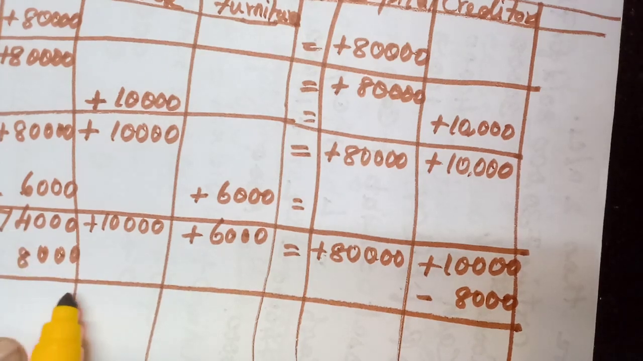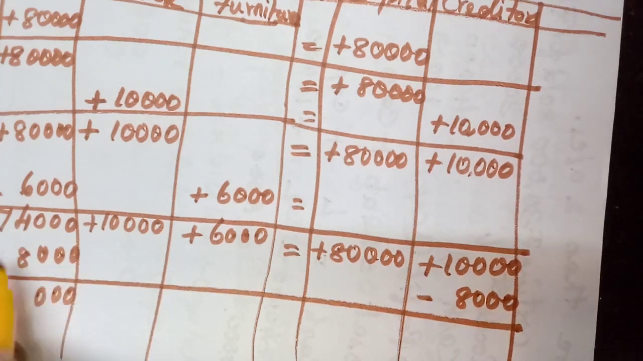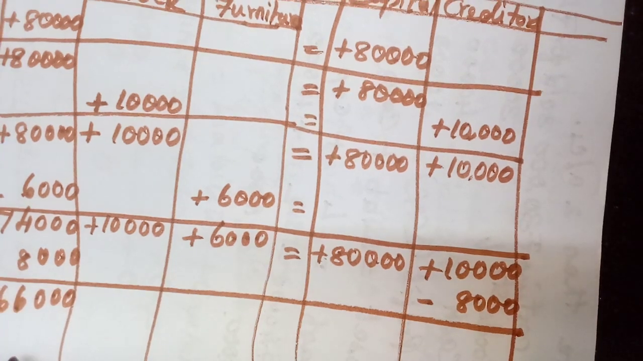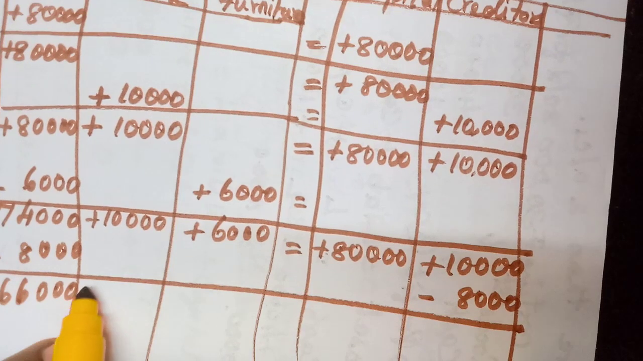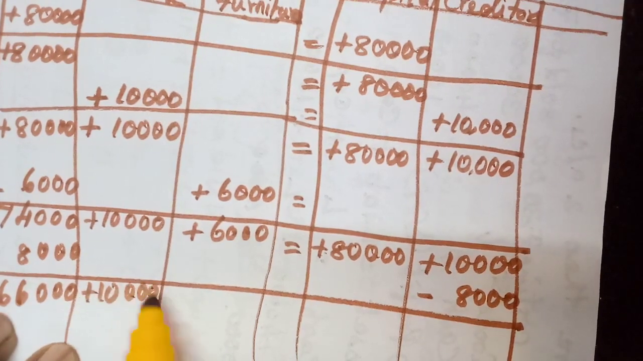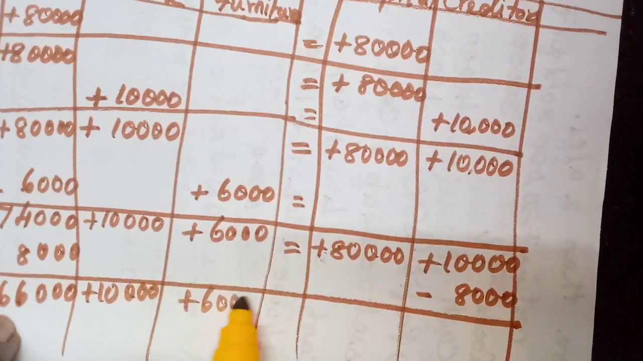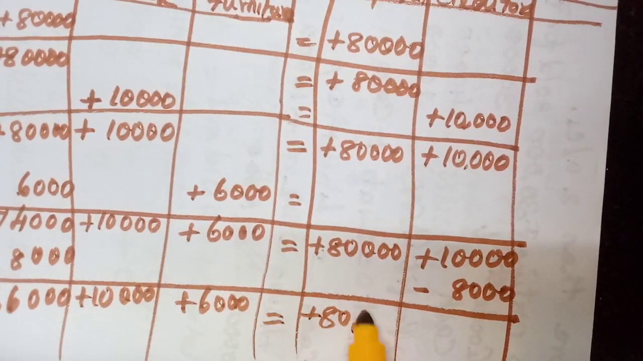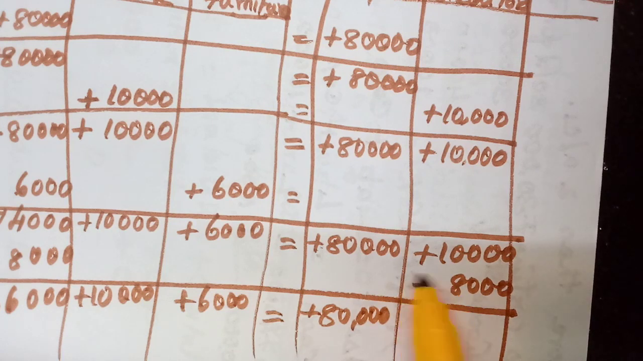74 minus 8. The same way you subtract. 14 minus 8, 6. Isn't it? Then 6 is there. Plus sign, the bigger number's sign, 6. Then plus 10,000. Plus 6,000 equal to 80,000 plus 80,000, then plus 10,000 minus 8,000, greater number sign, plus, then 0.